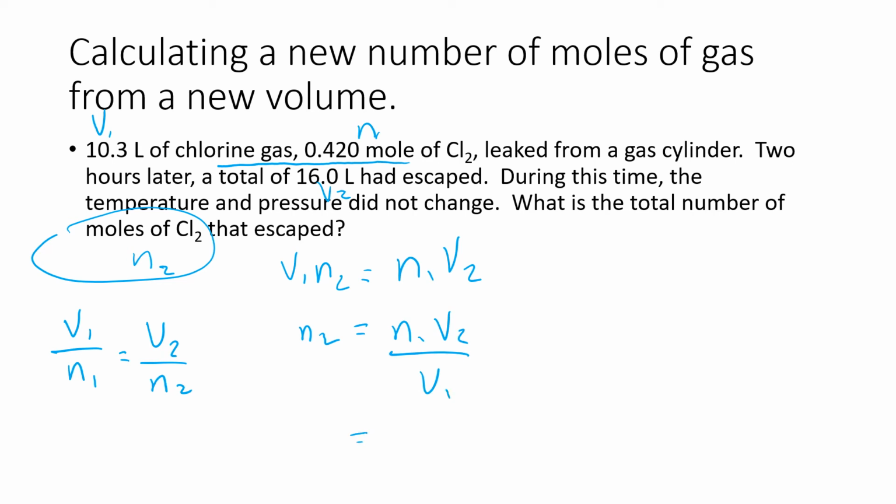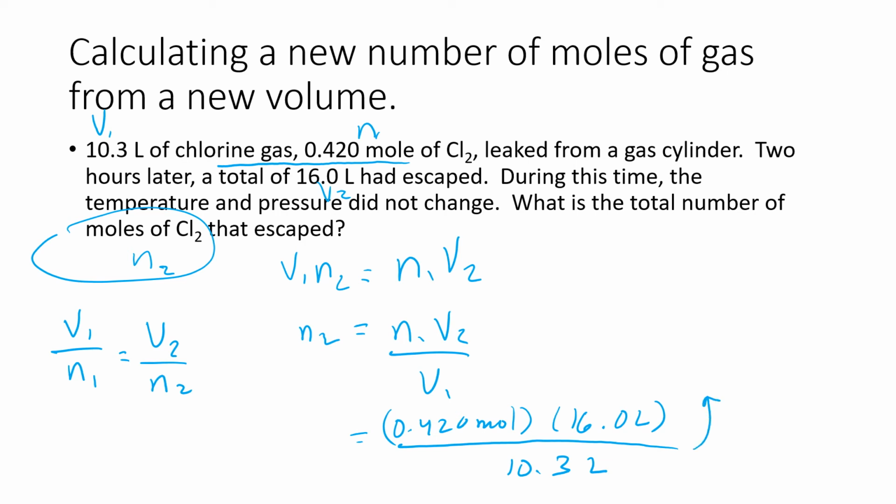Okay, so 0.420 moles times V2, which is 16 liters, divided by 10.3. That gives 0.652 and so on. With 3 sig figs, let's put 0.652 moles Cl2.